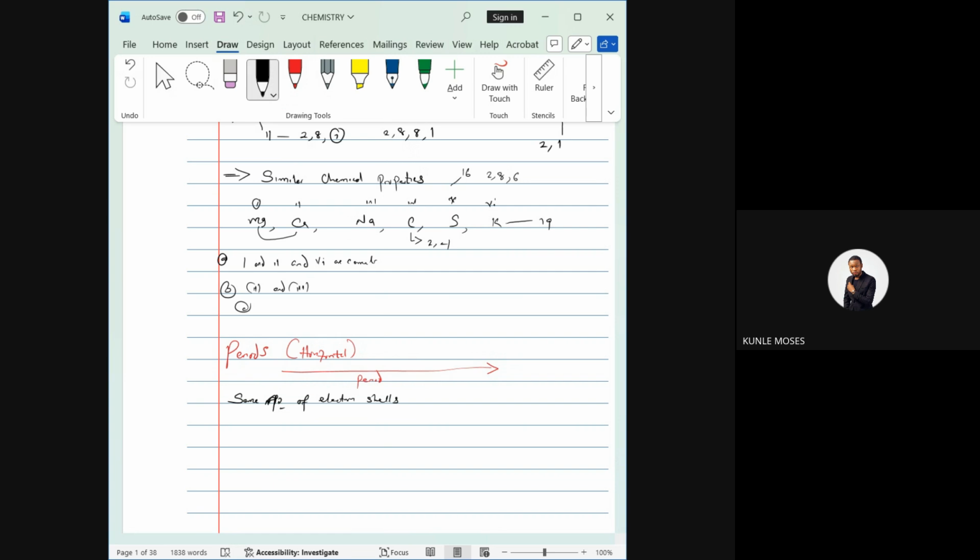Let me start with period 1. For example, what are the elements in period 1? Is it lithium we have now? Lithium has how many shells? That's 2 shells.